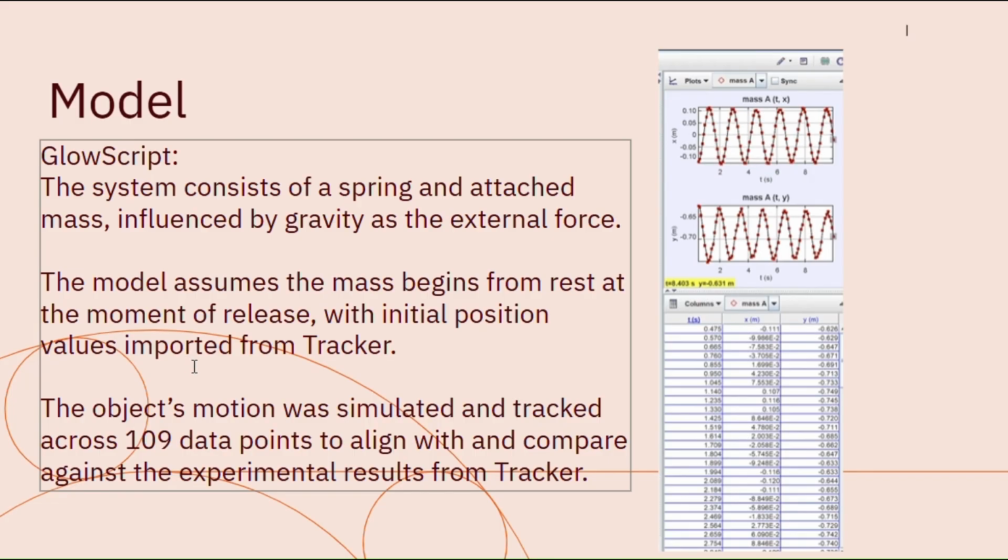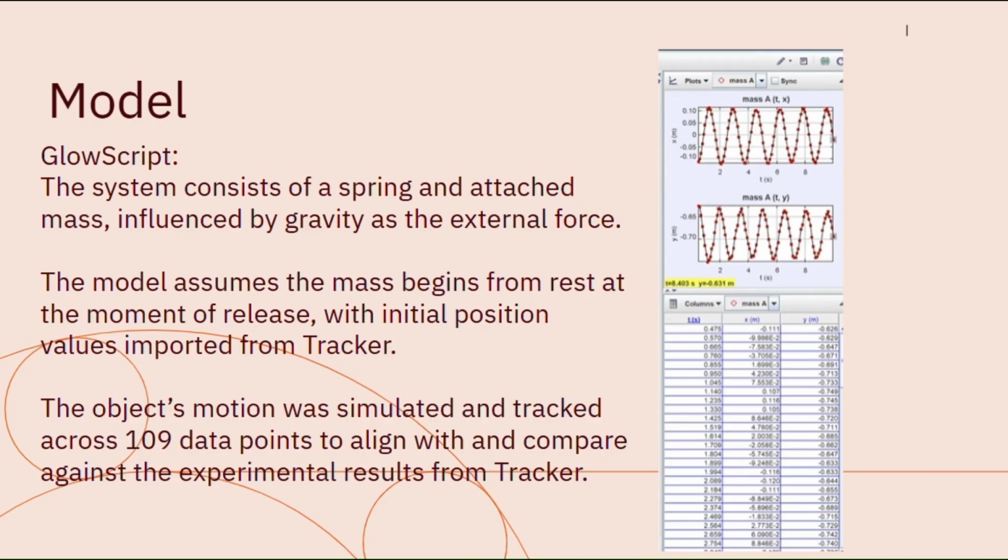I ran the simulation, then calculated the object's motion over 109 data points. So I could overlay it with observed data and see how closely it matched. This helped visualize how theory and experiment could align. We could compare afterwards.